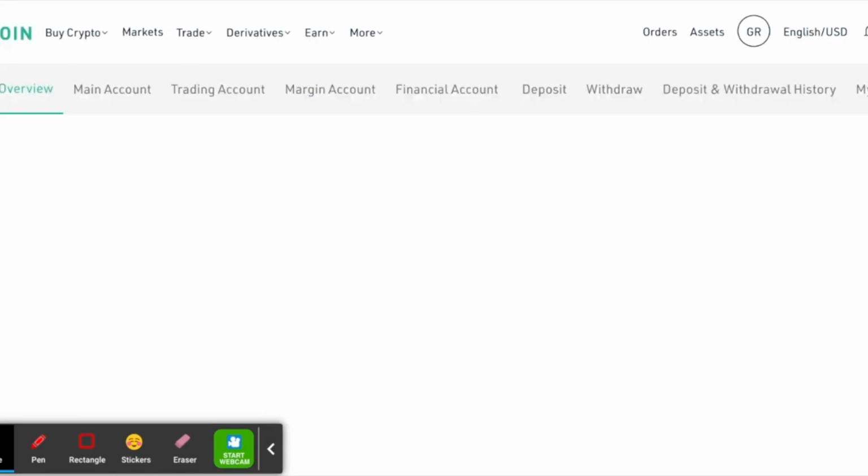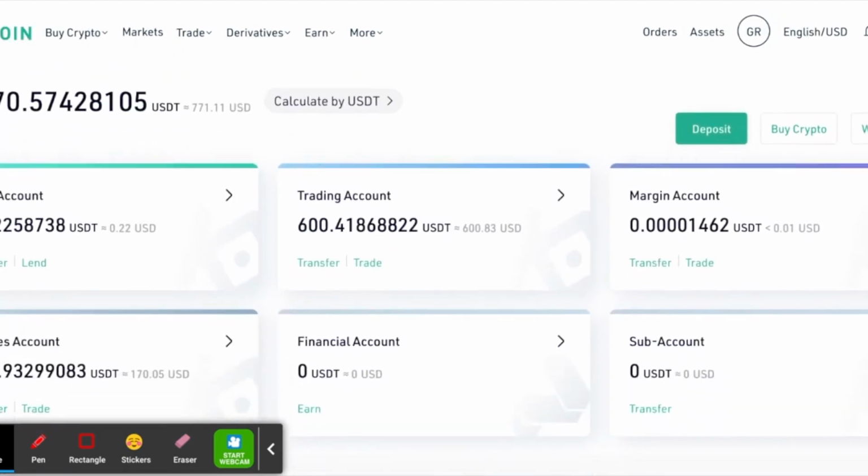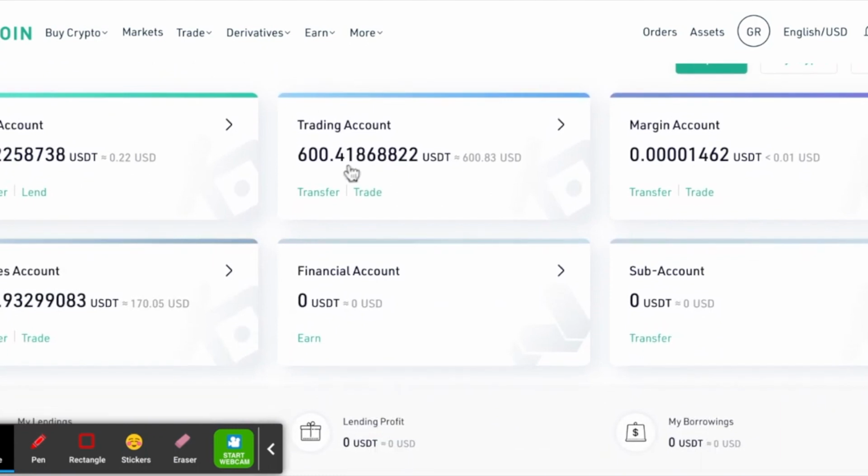With the assets, one of the things I like about KuCoin is that you have lots of different accounts. You're going to notice that I have a trading account, a main account, a margin account, a futures account, a financial account, and a sub account. You can move your finances, your assets, around to suit what you are doing.